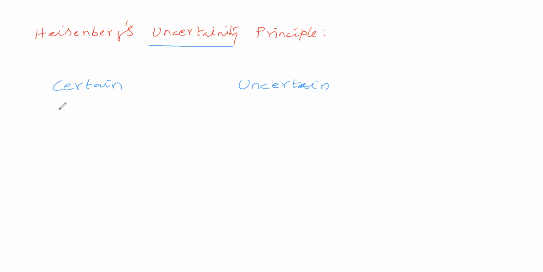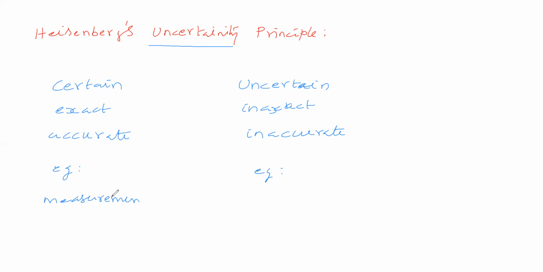Now, certain in the sense exact value. Uncertain in the sense inexact value. Exact in the sense accurate value. Inexact in the sense inaccurate value. Now, give an example for accurate value and an example for inaccurate value. Which measurement is an example for accurate value? Which measurement is an example for inaccurate value?